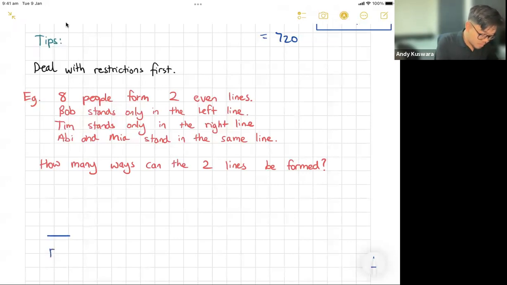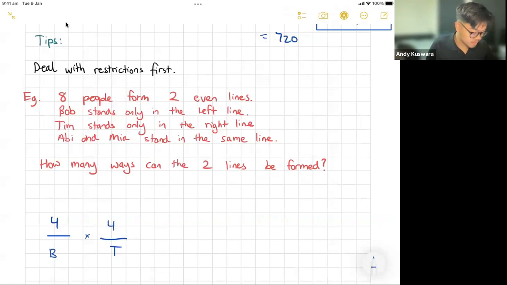So B for Bob. How many different options do we have for Bob? So Bob only stands in the left line, and 2 even lines, that means we need 4 per line, right? So that means he's got 4 options in terms of where he can go on the left line, because there's 4 places. All right, let's take a look at Tim. Tim only stands in the right line. So again, in the right line, there's 4 places. So there's 4 different options where he can stand in the right line.